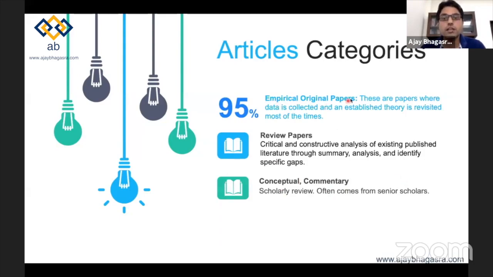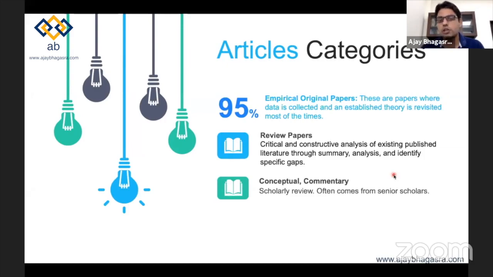So the first one is empirical papers. Empirical papers are those where you have a questionnaire, you collect the data, and then you analyze this data, put it into some framework, and come up with your results. You say this is what it is, and I generalize it for the entire population. These are empirical papers. Then we have review papers. Review papers are critical and constructive analysis of existing published literature. Authors, scholars, researchers go back to those publications and try to make sense out of them. Review papers are very important papers, let me tell you.